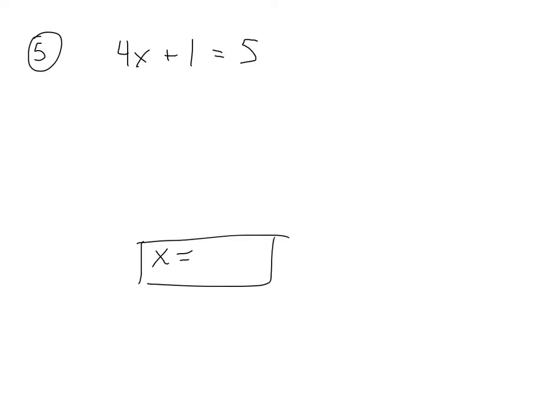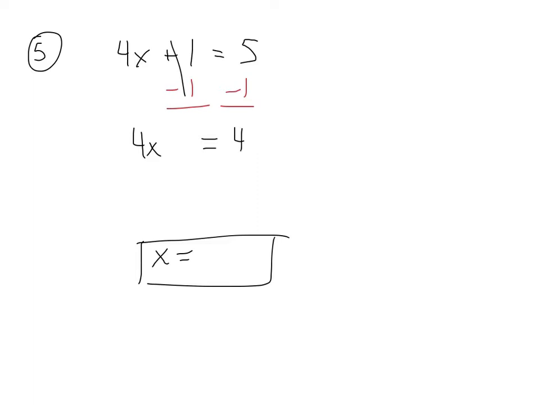And how do I do that? Well, how do I deal with this plus 1? Well, I'm going to do the inverse of plus, or addition, which is subtraction. I'm going to subtract 1 from both sides. So here on the left side, I'm left with 4x plus 1 minus 1 cancels, equals 4 minus 5 is 4. Then what do I do?